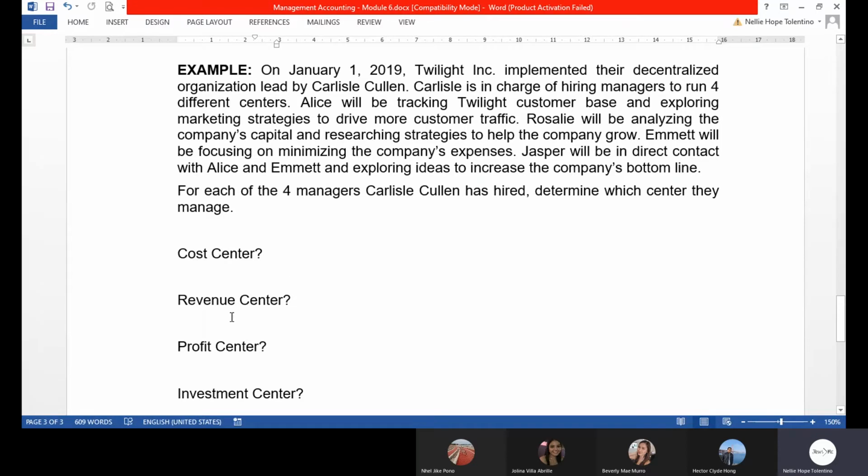So, sasagutan nyo sino ang manager ng cost center. You have to determine kung yung kay Alice, Rosalie, Jasper, or Emmett is a cost center, revenue center, profit, or investment. I'll give you time to read again our example.